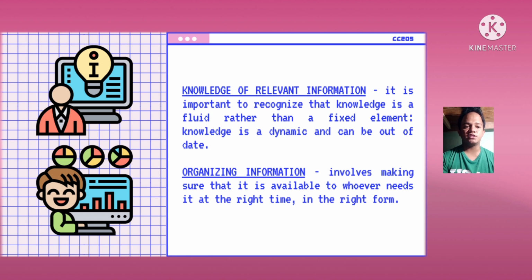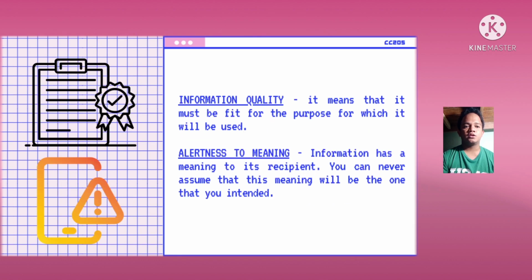Next, organizing information involves making sure that it is available to whoever needs it at the right time in the right form. Information quality. It means that it must be fit for the purpose for which it will be used. Alertness to meaning. Information has a meaning to its recipient. You can never assume that this meaning will be the one that you intended.